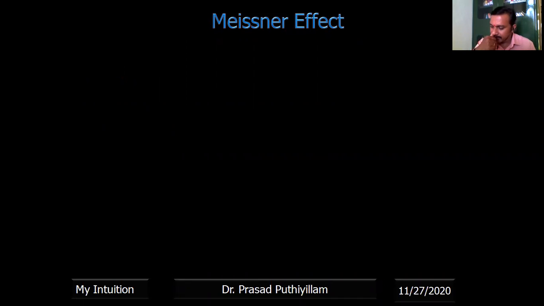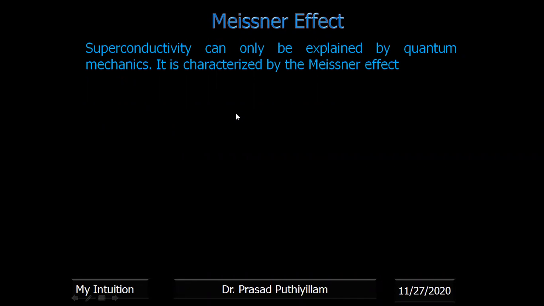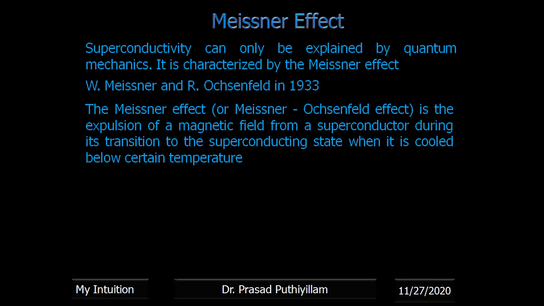Just like ferromagnetism as well as the atomic spectral lines, the superconductivity phenomenon can be explained only with quantum mechanics, and it can be characterized by the Meissner effect. So, what is the Meissner effect? It was discovered by W. Meissner as well as R. Rosenfeld in the year 1933. We can call it the Meissner effect or the Meissner-Rosenfeld effect, which is the expulsion of a magnetic field from a superconductor during its transition to the superconducting state when it is cooled below a certain temperature.